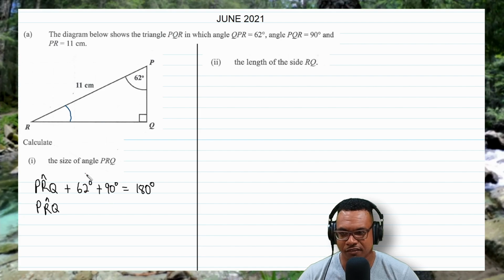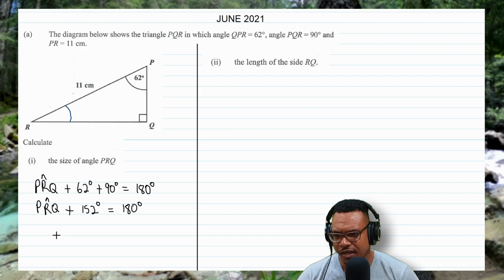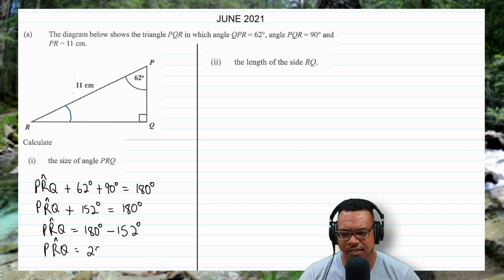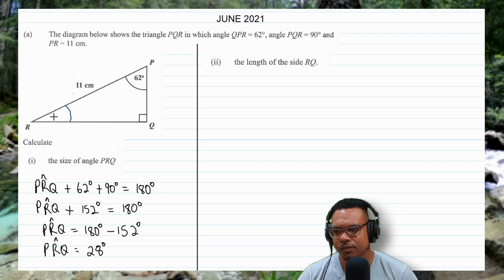62 plus 90 is 152. So 152 degrees plus angle PRQ is equal to 180 degrees. Now when I transfer this positive 152 degrees across the equal sign, I would have angle PRQ is equal to 180 degrees take away 152 degrees. And therefore angle PRQ would be equal to 28 degrees. So I'll just write 28 degrees here.